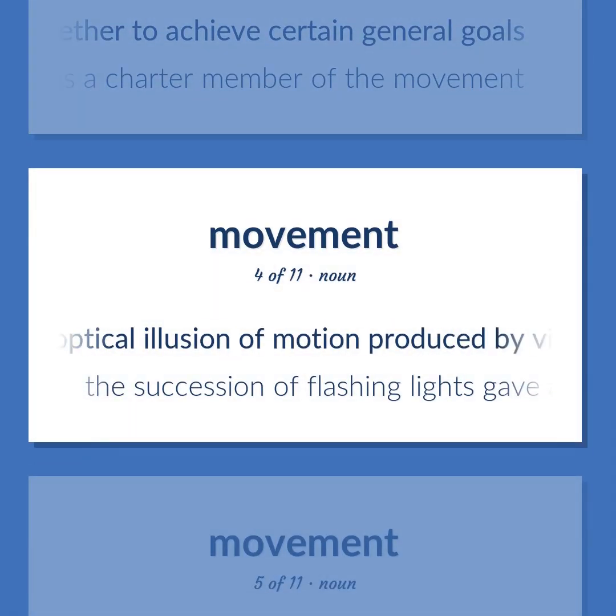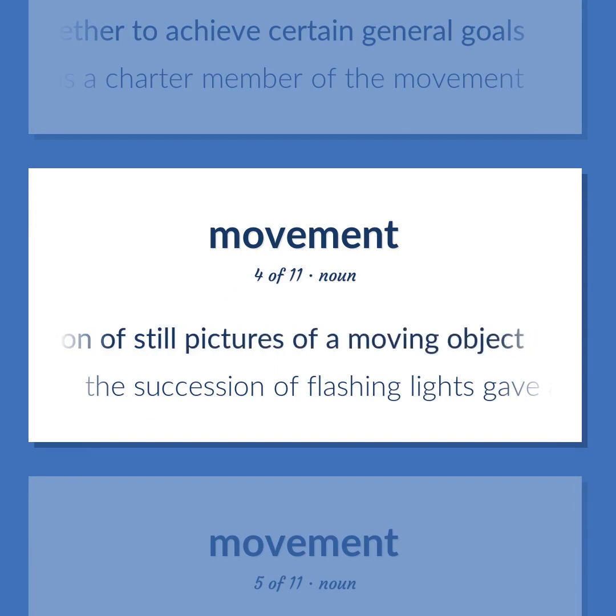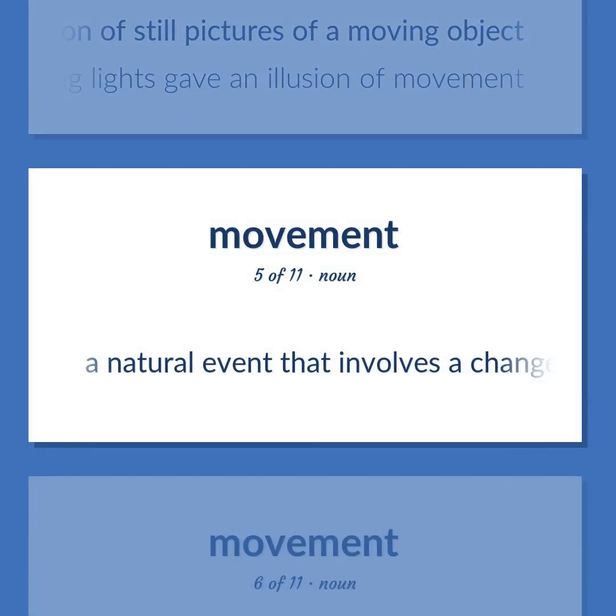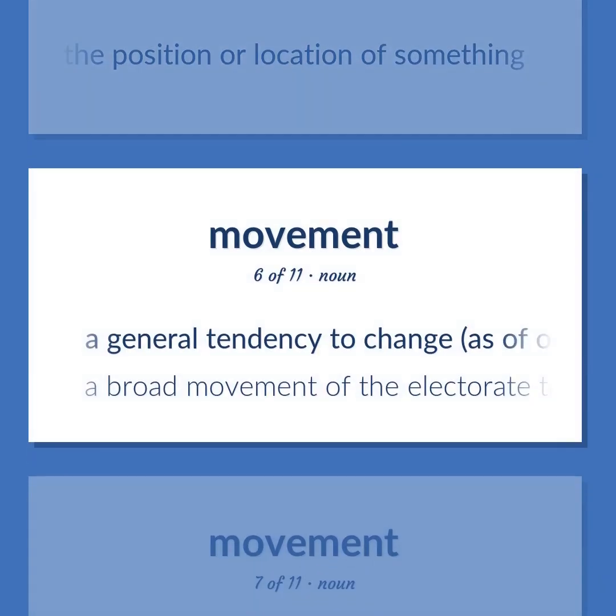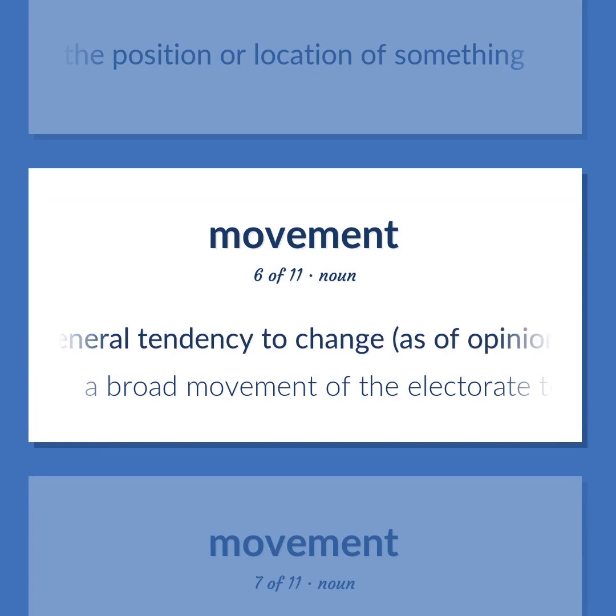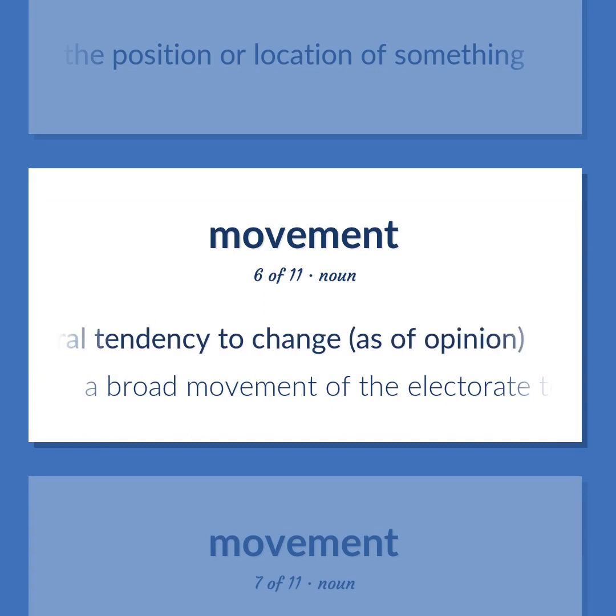An optical illusion of motion produced by viewing a rapid succession of still pictures of a moving object. The succession of flashing lights gave an illusion of movement. A natural event that involves a change in the position or location of something. A general tendency to change, as of opinion. A broad movement of the electorate to the right.